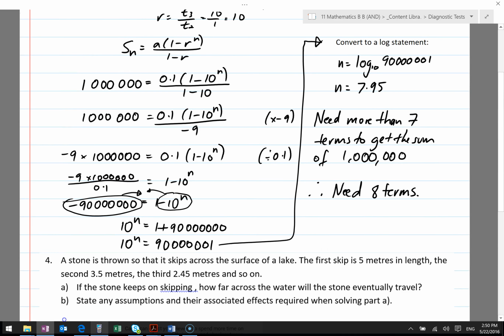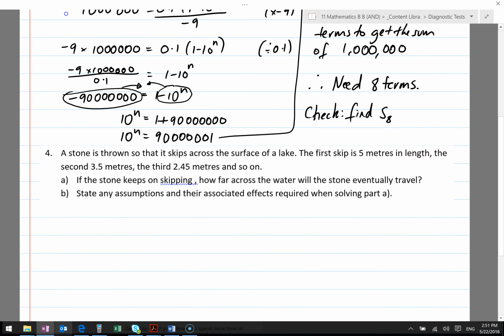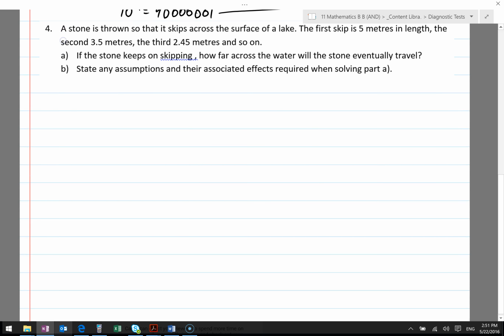Okay, how could I check this answer's right? As a check, I could find what S8 is, just to show that it's more than 1 million. That's only if you've got time in the exam for checking purposes.